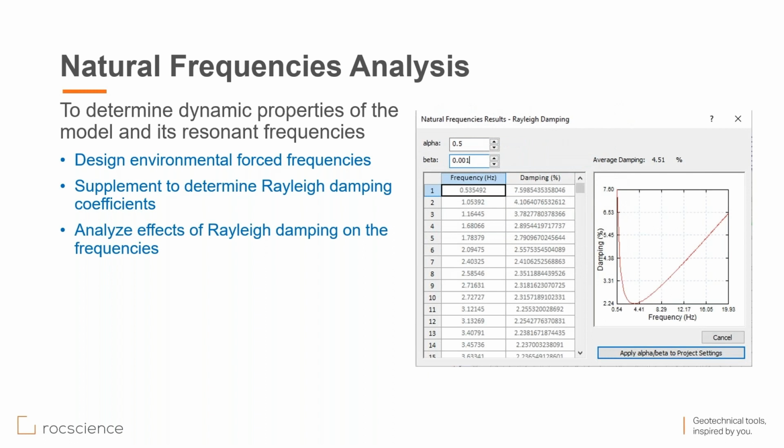And using the tool, you can also have an interactive chart to see the effect of alpha and beta over a range of frequencies, because sometimes you want to have a constant damping ratio over a range of frequency. In order to do that, you can just adjust the alpha and beta and see the effect of them on the range of the interested frequencies.